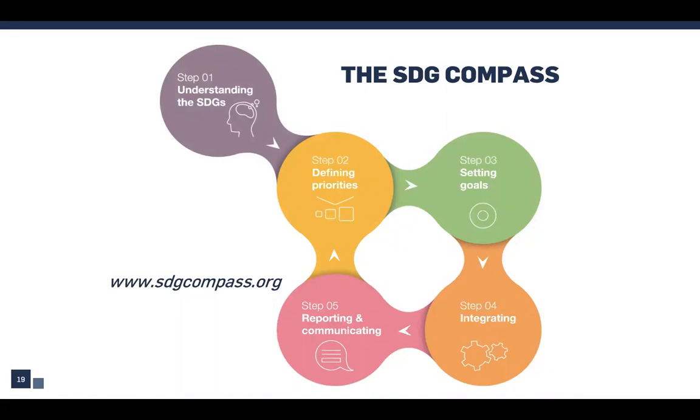The final step in the cycle, although it is a cycle, so this repeats itself, is reporting and communication. And it's really vital that the leaders lead and tell people their stories and the progress they're making so that others can follow suit. And there's lots of guidance out there on how to report and communicate about the goals.